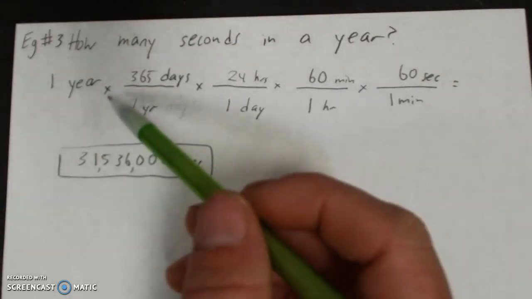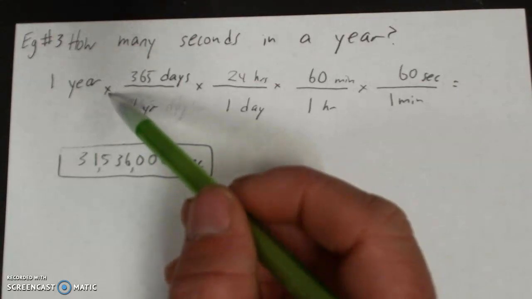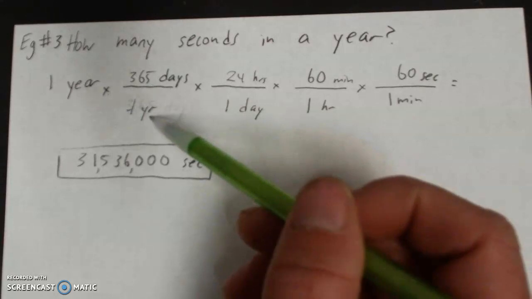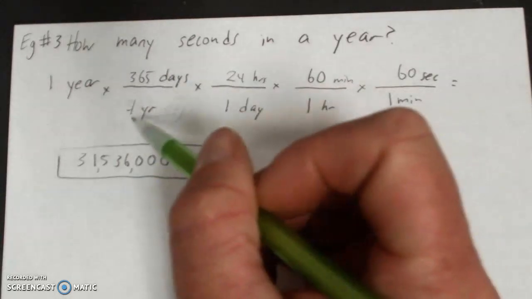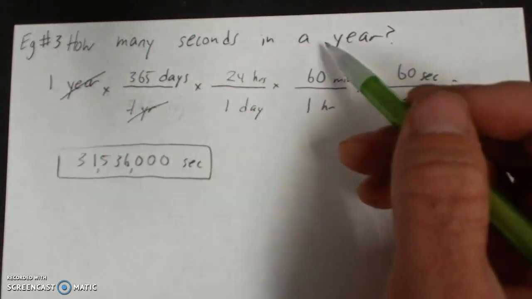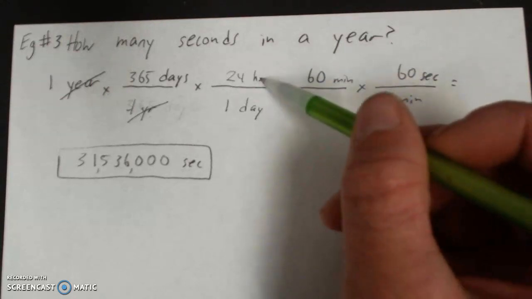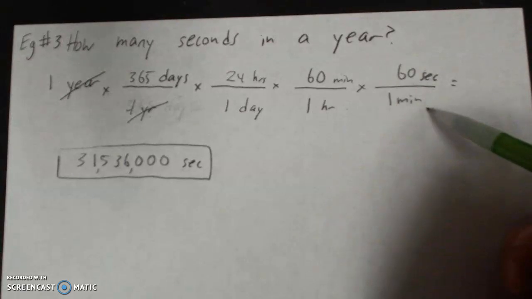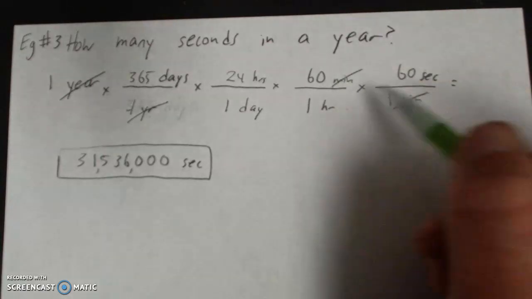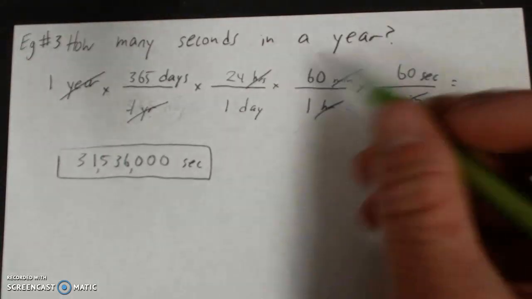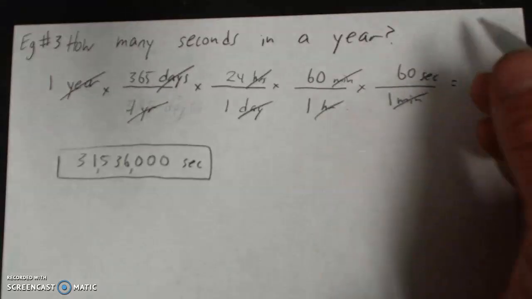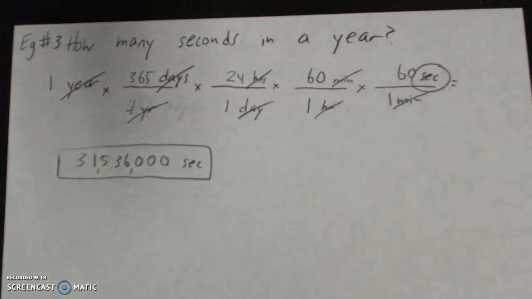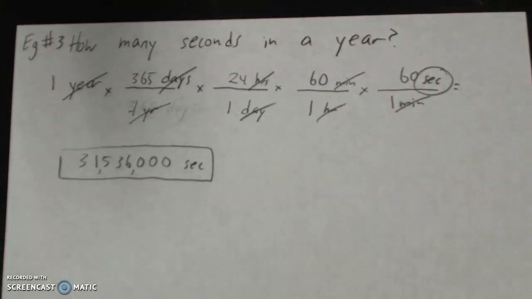So our first multiplication here is by the conversion factor of 365 days are in 1 year. Years will be in the denominator, so I can cancel years. Days to hours, 24 hours in a day, 60 minutes in an hour, 60 seconds in a minute. Cancel out all of these units, and the only unit I'm left with here is my seconds unit, which is what I'm trying to get into, so that's good.